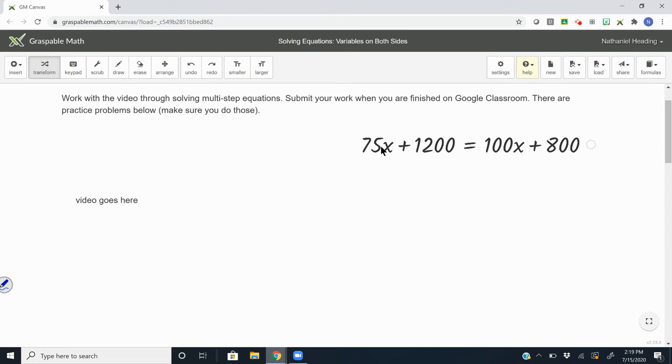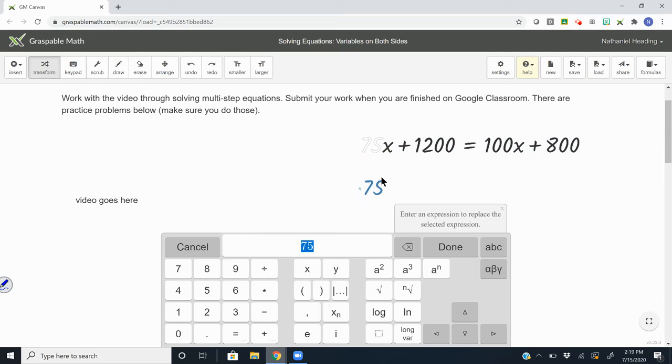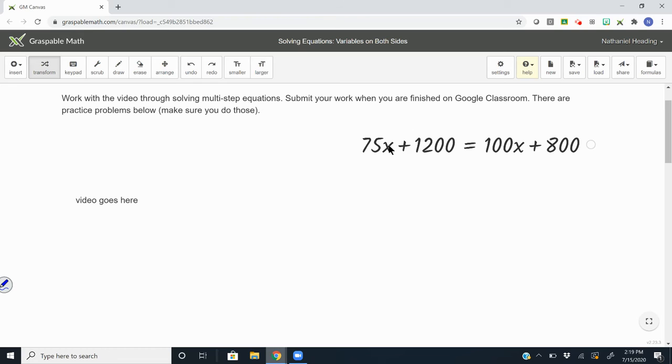So if I go ahead and just grab and try and move, notice that it's only grabbing the 75. If I grab the x, I'm just grabbing the x. So this is something in Graspable Math you need to know how to do. If you want to grab more than one term, what you do is you click and hold, and then press the space bar. So you see how I pressed the space bar once and the 75 lit up? That means I'm grabbing both terms. I'm grabbing the 75 and the x.